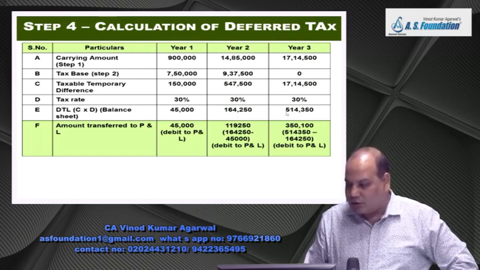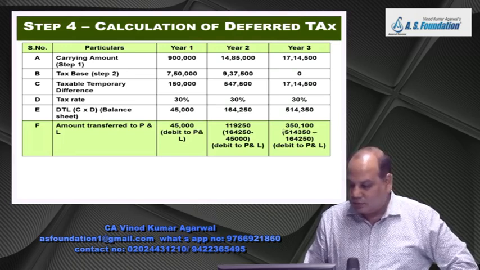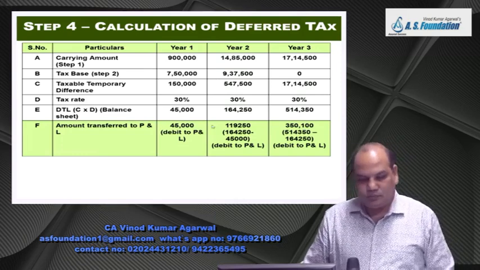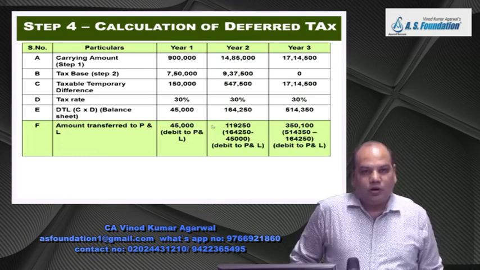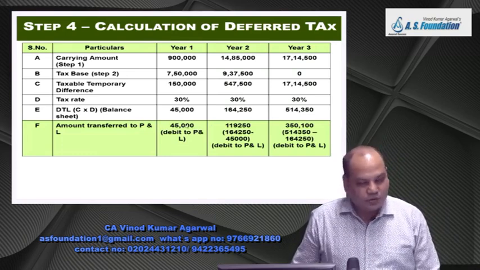Third year again it has increased. How much it has increased? 3,50,100. Entry P&L account debit to DTL 3,50,100. So these three numbers you will record in P&L account now, plus current tax you will record.